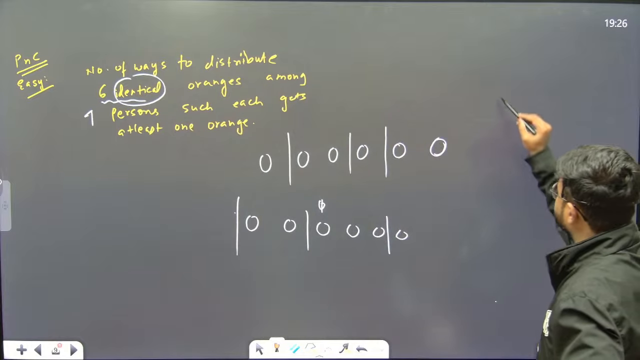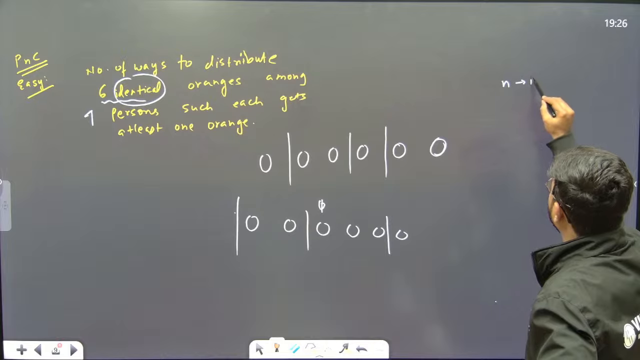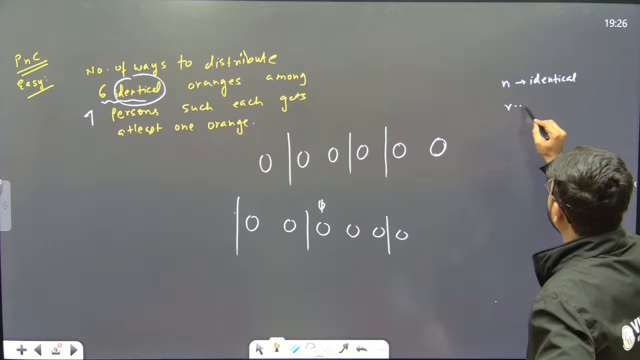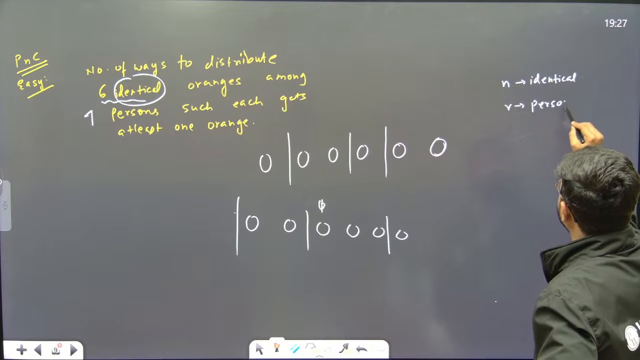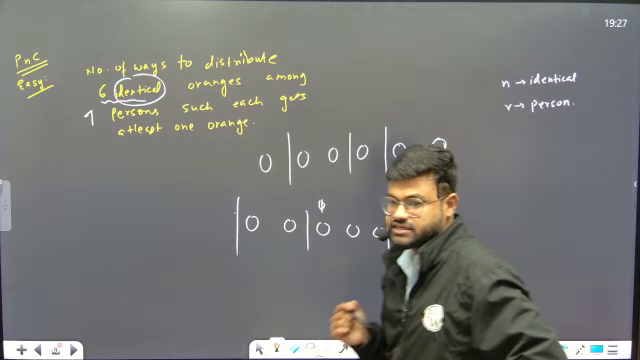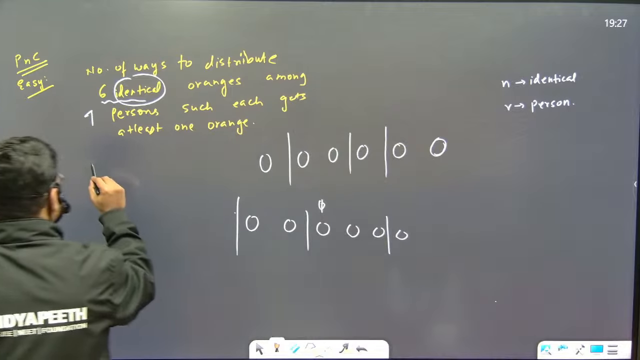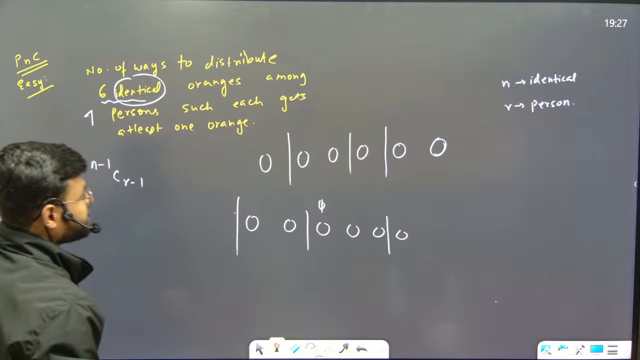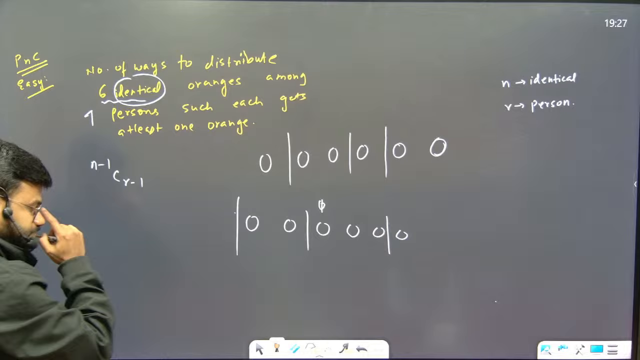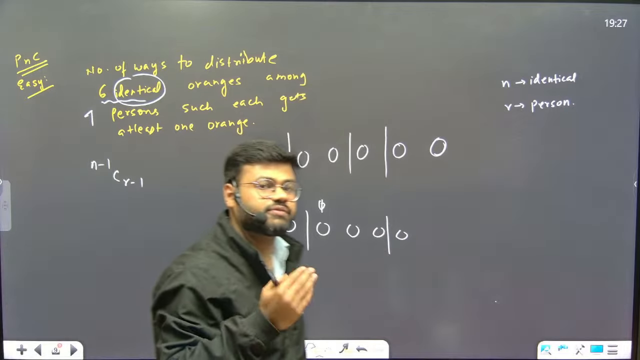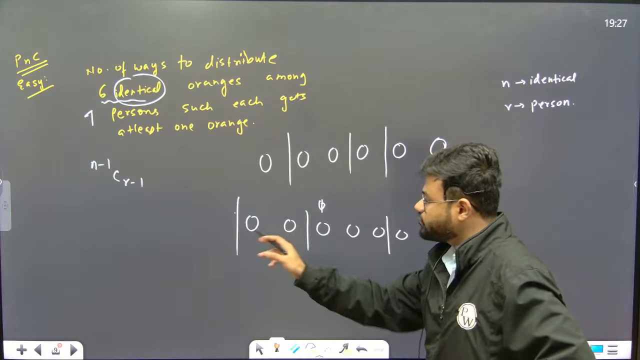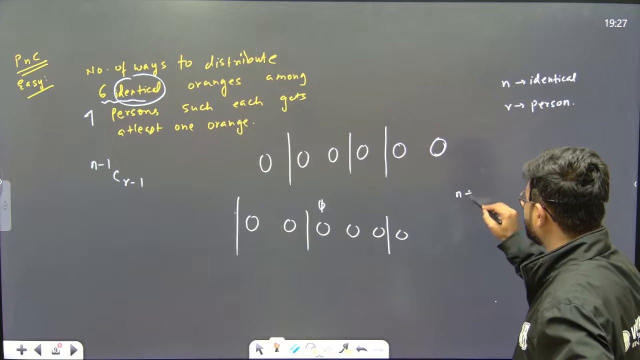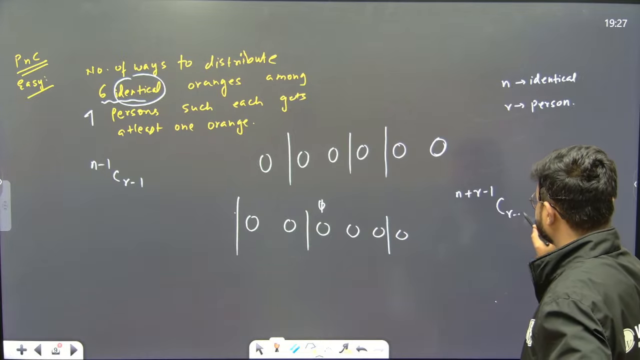So I think a direct formula is there for this. Let me write down the formula first. Suppose there are n identical objects, and we have to distribute among, suppose, r persons, such that each person receives at least one orange. Then the formula is straightforward: n minus 1 C r minus 1. But if they have not given this condition, meaning any person can receive any number of oranges, then the formula will become n plus r minus 1 C r minus 1.